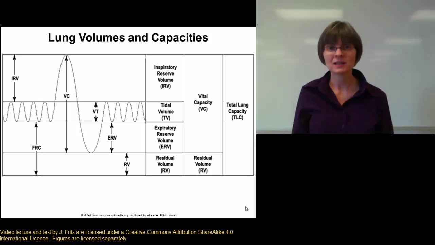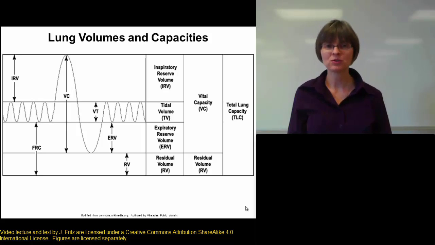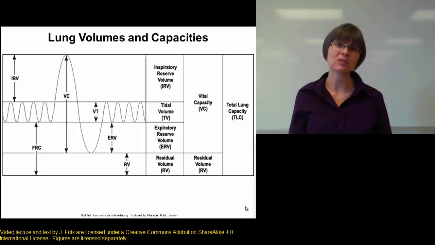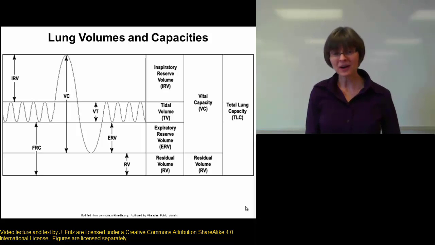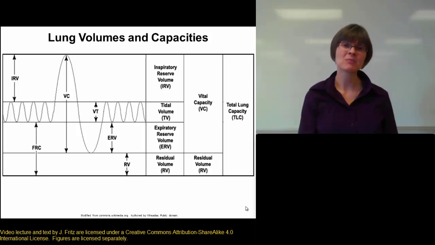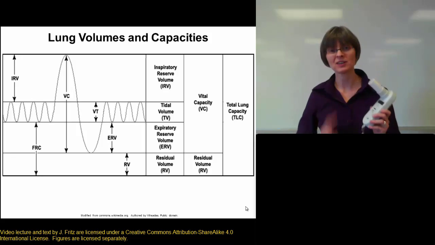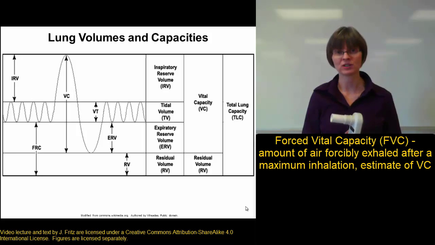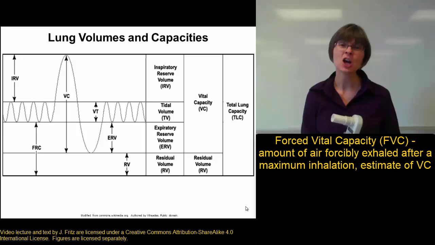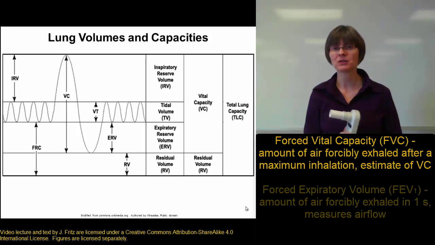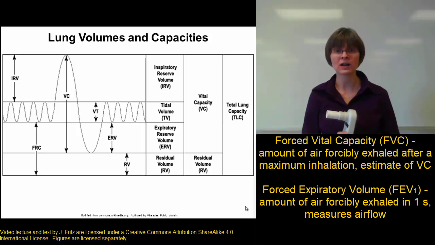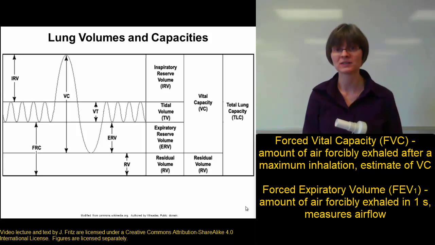These lung volumes and capacities are useful information, but they can be a little bit hard to determine without specialized equipment in a very controlled setting. Since we don't have a lot of complicated equipment in lab, we use some simple spirometers to get two important measures of lung function. Using this spirometer, we can determine the FVC, or the forced vital capacity, which is an estimate of the vital capacity, and we can also get an important measure of airflow called the FEV1, or the forced expiratory volume in 1 second.